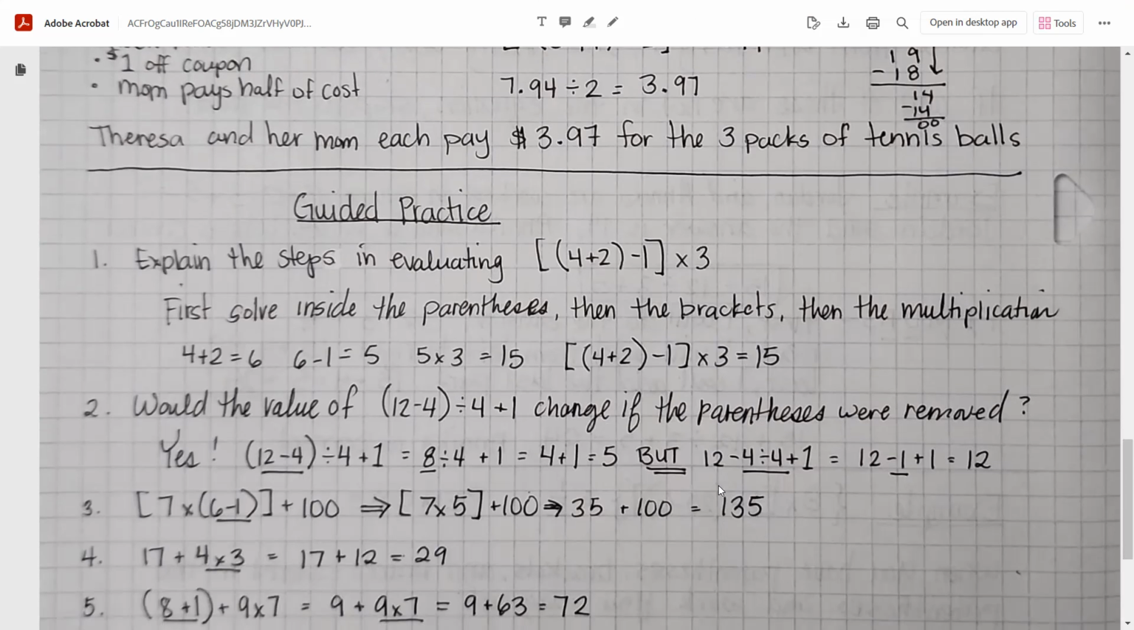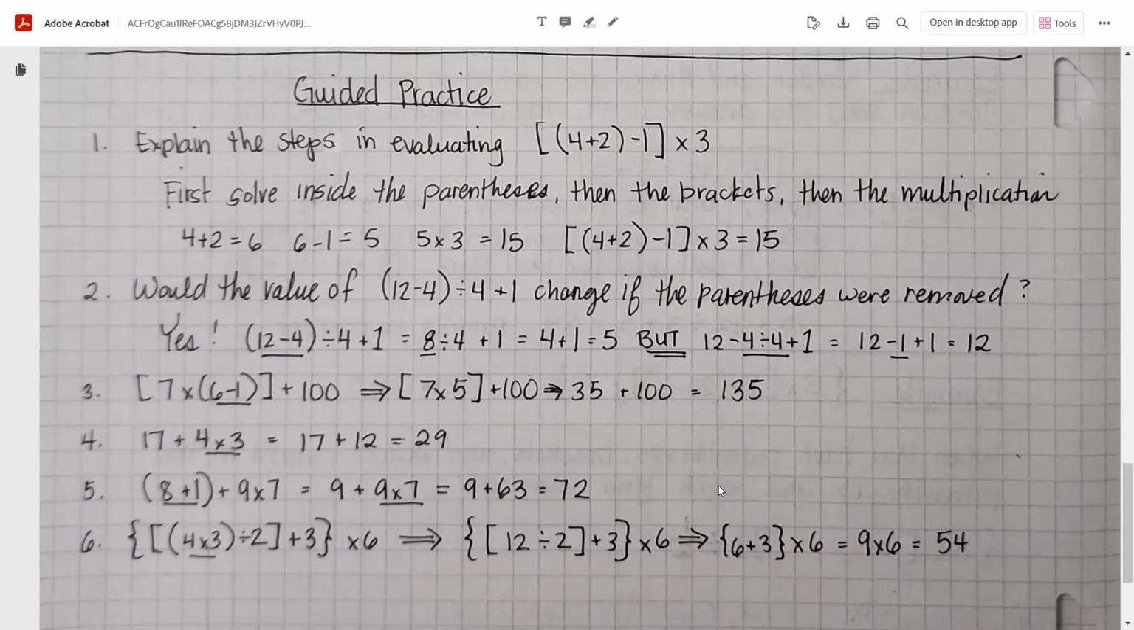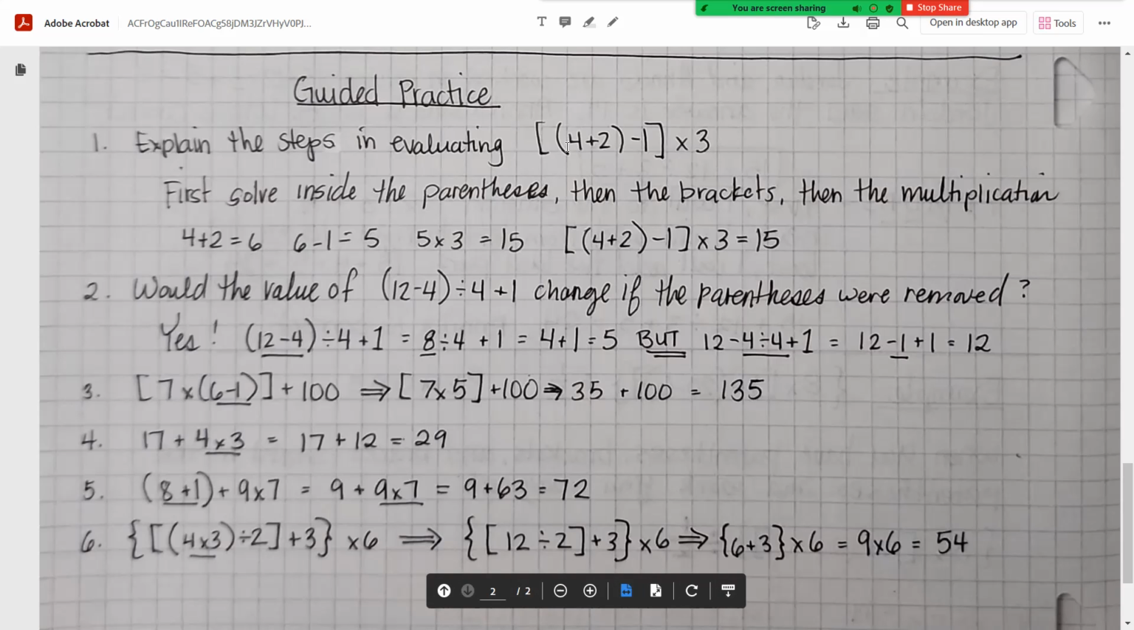Let's take a look at your guided practice. Number 1 says, explain the steps in evaluating 4 plus 2 minus 1 times 3. So first we solve what's inside the parentheses, the 4 plus 2, which gives us 6. Then we go out to the brackets. 6 minus 1 gave us 5. And then we go outside to multiply. 5 times 3 equals 15.